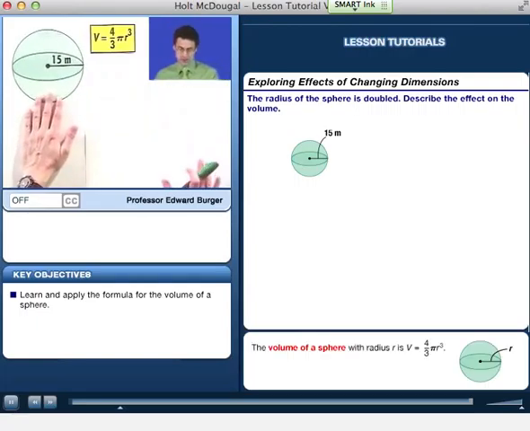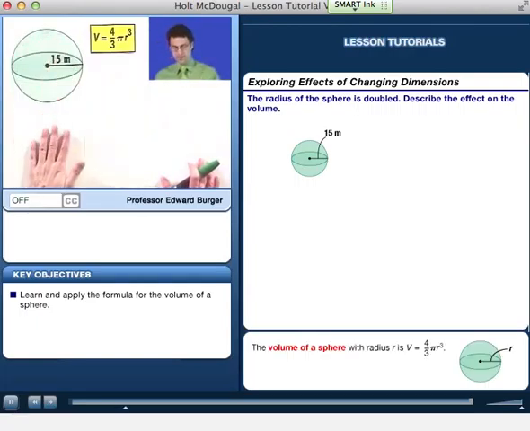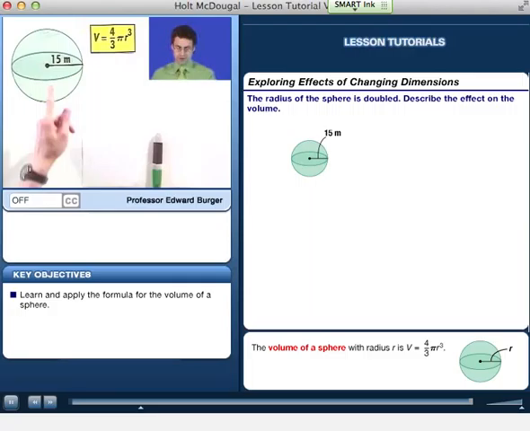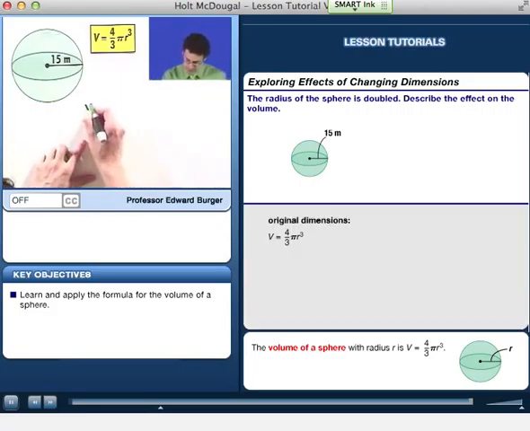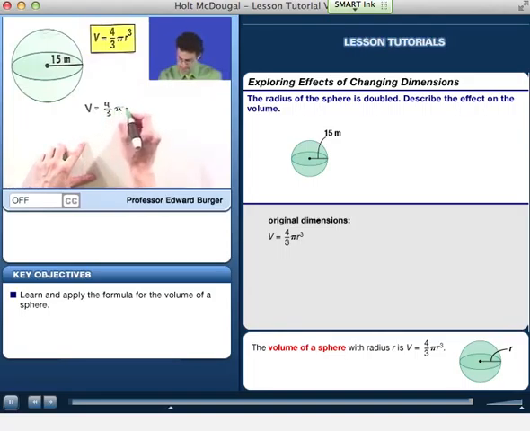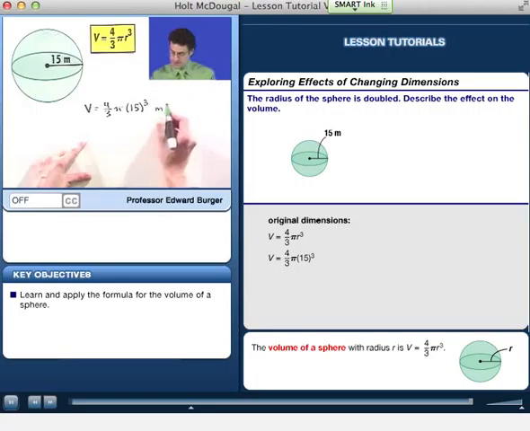What I want to do is compute the volume of this sphere, and then imagine taking this balloon or ball and inflating it so that the radius will actually double, going from 15 to 30. And I want to see the impact on the volume. So first, let's compute the volume as is. 4/3 pi times r cubed, which is 15 cubed. And the units there are meters cubed.